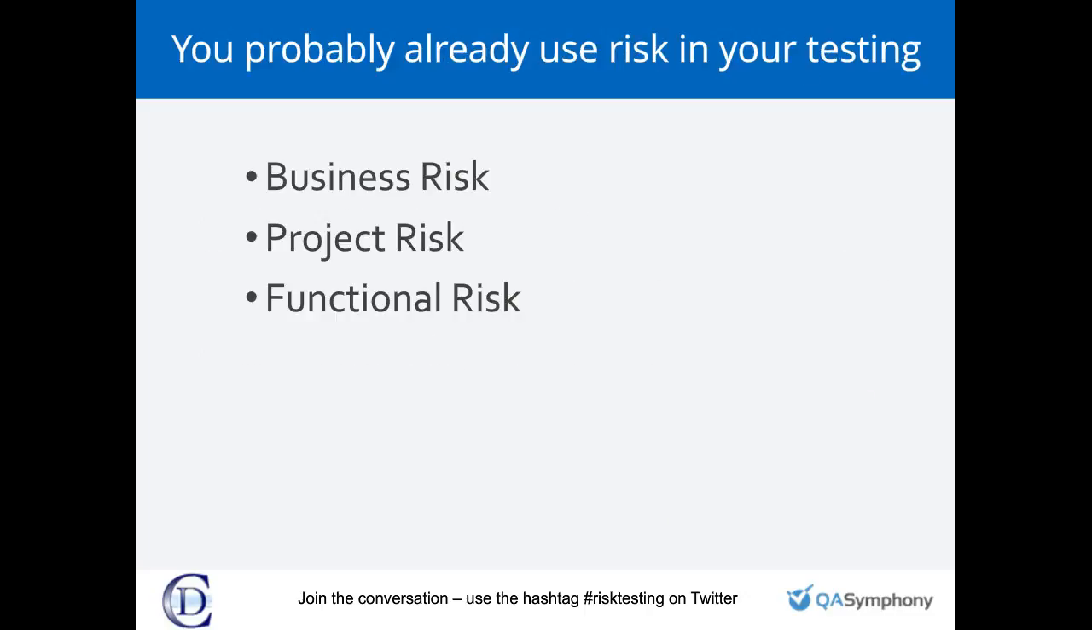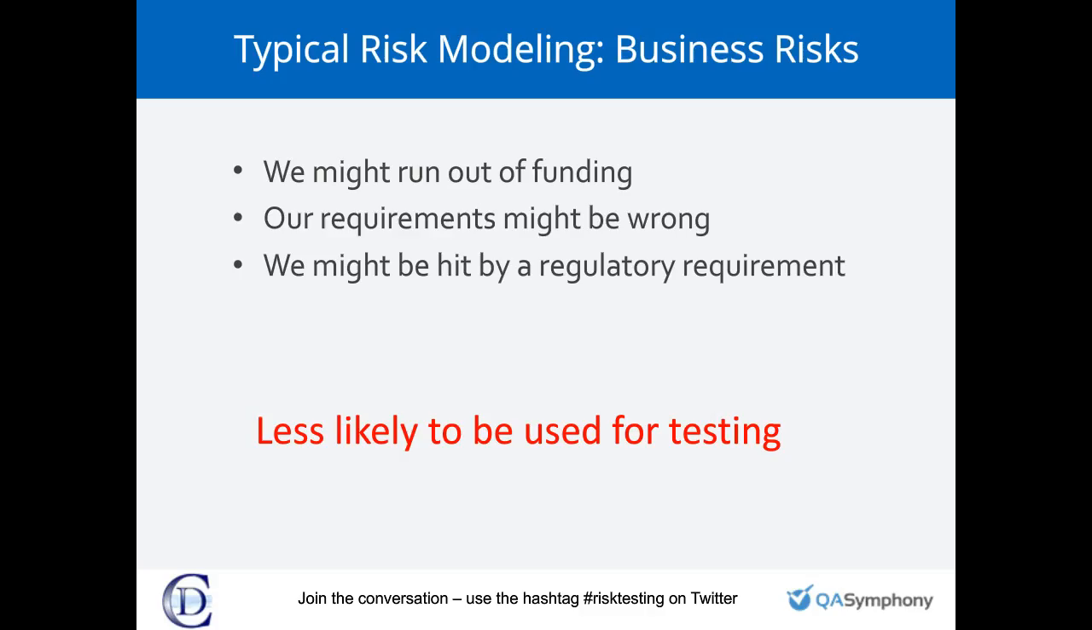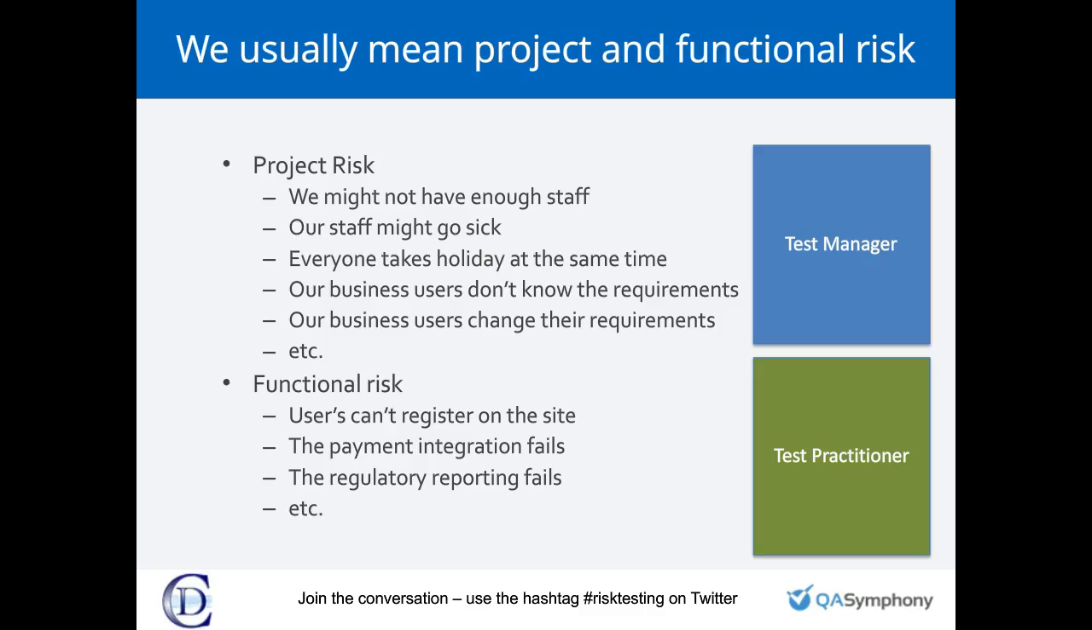Now, I assume that because risk is common sense and everyone uses it, you're already using risk. And you're probably using things like business risk or project risk or functional risk, possibly even regression risk. Business risks tend to be things that are associated with the business. So we might run out of funding, there might be regulatory requirements, our building might fall down, right? Things that are less likely to get used for testing. What is much more likely to get used for testing are project risk and functional risk.